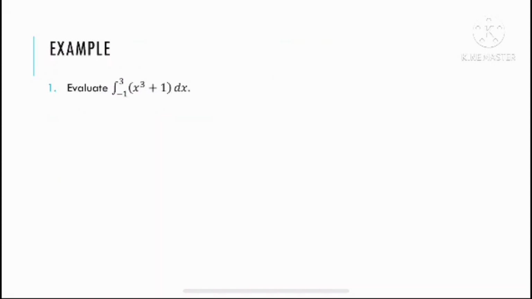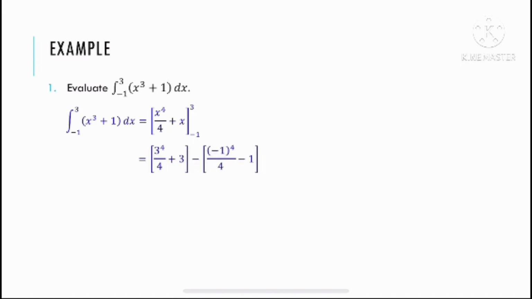For definite integral, we have to find the value of the integral by substituting the given limits. So for this question, we will integrate the function first. But this time we don't have to write plus c. Then substitute the upper limit 3 minus the substitution for lower limit -1. After that, calculate the answer.